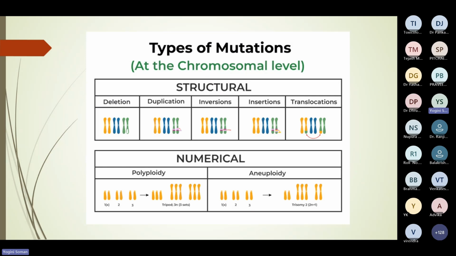So these are the types of the mutation. First, you can see in the diagram, there is a deletion, the last green colored chromosome. Then there is a duplication, again the last two green chromosomes, you can see. Then there is inversion, there is insertion, then there is a translocation. You can see the green and yellow part, and numerical as well, the polyploidy or the aneuploidy, that is abnormal chromosome number.